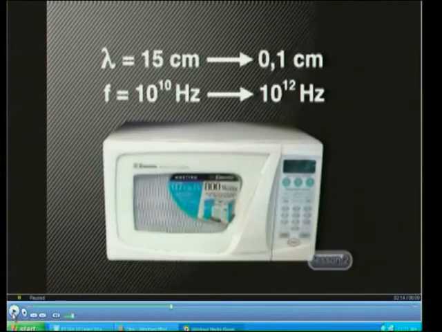Microwaves are used for cooking. So we love microwaves because it's a good place for us to cook. So there we go, as an example of what microwaves are. They range in size now between 15 centimeters and 0.1 centimeters, so they're getting much shorter. But look at the increase in frequency. They go from 10 to the 10 hertz to 10 to the 12 hertz. That's quite a big difference from radio waves, which started at 10 to the 6.